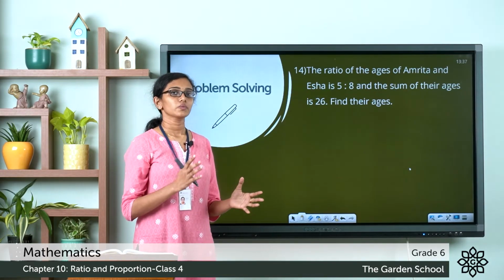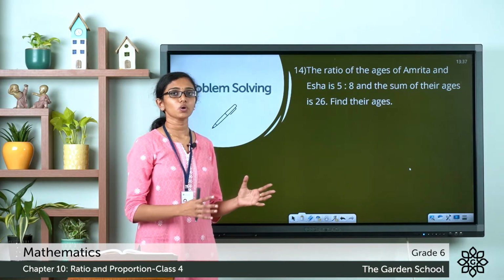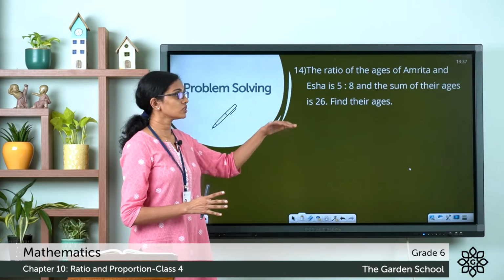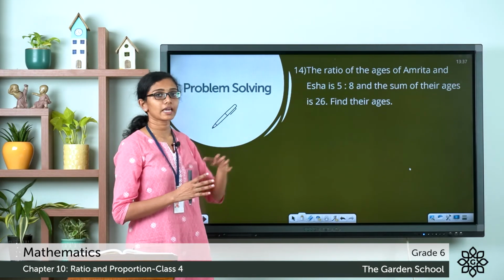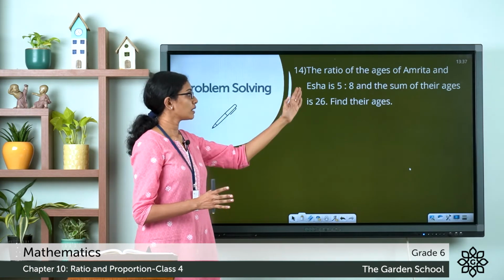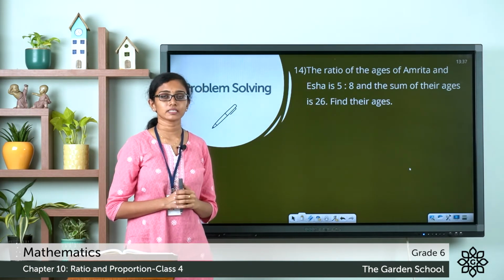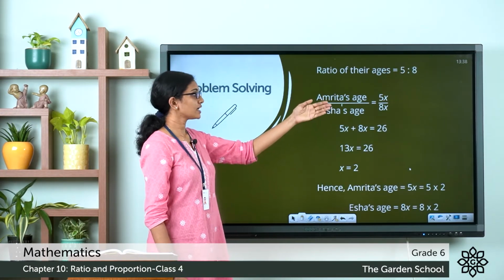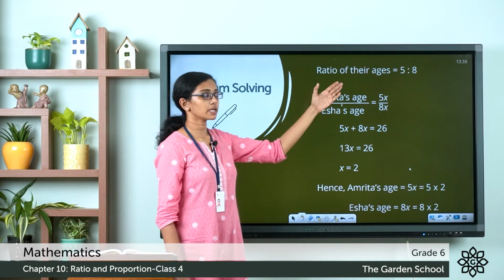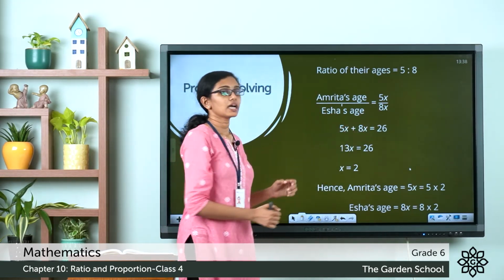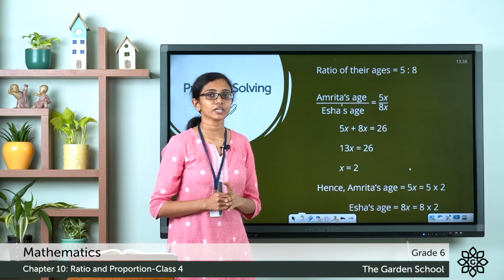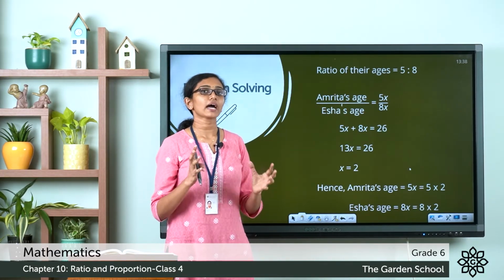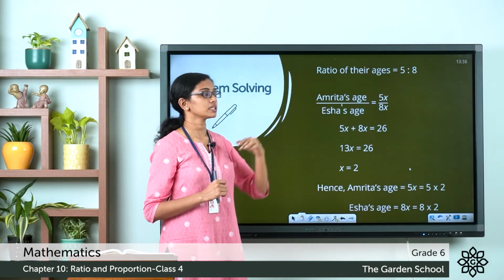So we know that whenever we mention a ratio, we usually mention it in its simplest form. So we can say the actual ratio of Amrita's and Isha's ages will be a multiple of the ratio 5:8. So let's see the steps. See, the ratio of Amrita's age to Isha's age is given as 5/8, and here I put an x. x represents the number that you have to multiply in the numerator and the denominator, which gives you the actual ratio of Amrita's age and Isha's age.